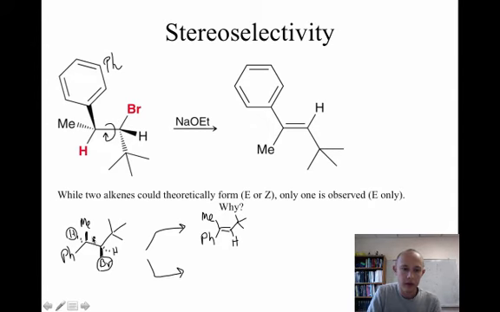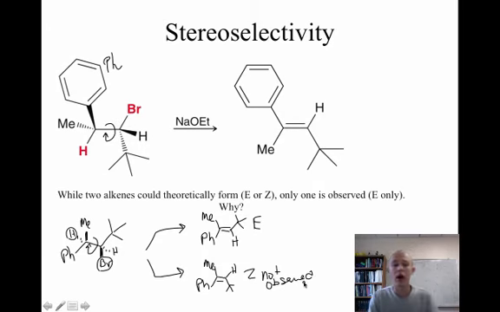But this bond can freely rotate, right? So we could just as easily have gotten, at least theoretically speaking, the tert-butyl and the hydrogen in this arrangement. So notice the only product that we get is this particular product where the methyl and the tert-butyl are on the same side and the hydrogen and the phenyl. This is the E product, right? The Z product is not observed.